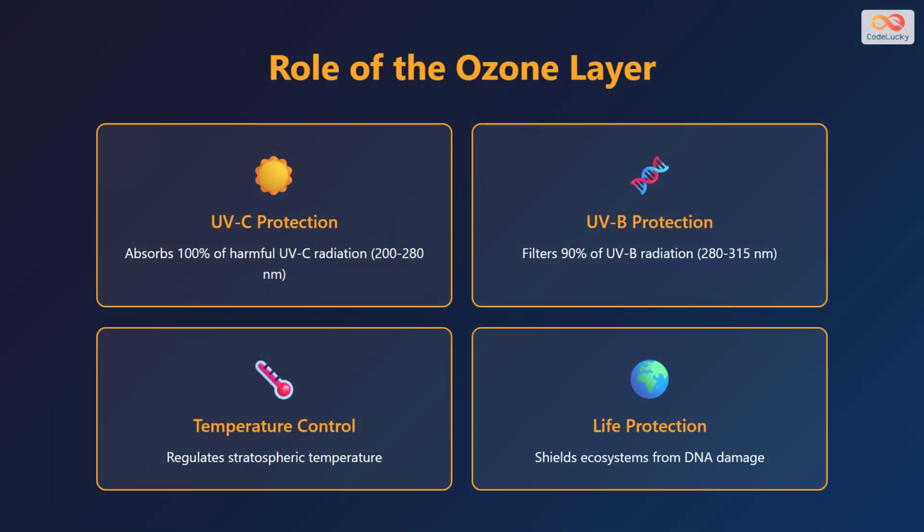The ozone layer performs several critical functions for life on Earth. First, it absorbs 100% of harmful UV-C radiation, which has wavelengths between 200 and 280 nanometers. Second, it filters approximately 90% of UV-B radiation, with wavelengths from 280 to 315 nanometers. Both types of radiation can cause severe DNA damage. The ozone layer also helps regulate stratospheric temperatures and protects entire ecosystems, including humans, animals, and plants, from the damaging effects of excessive ultraviolet exposure.